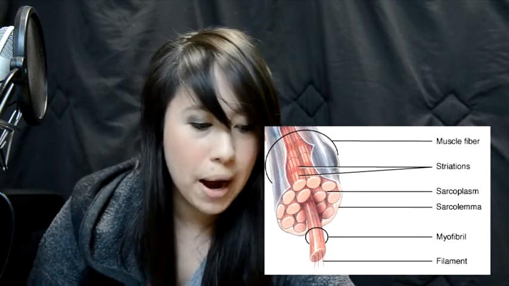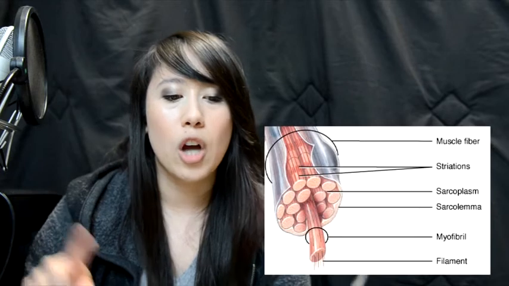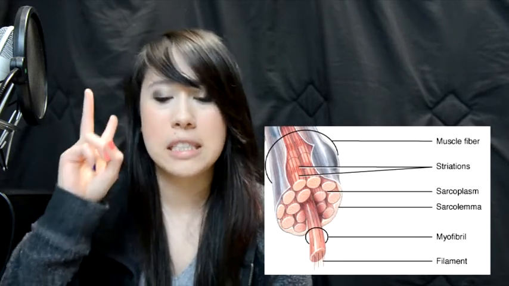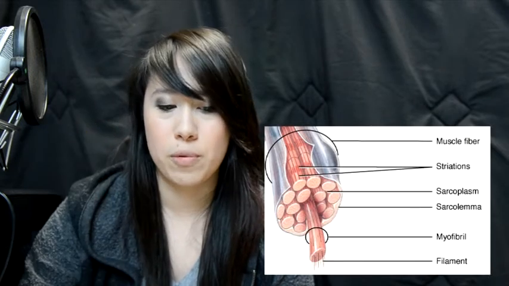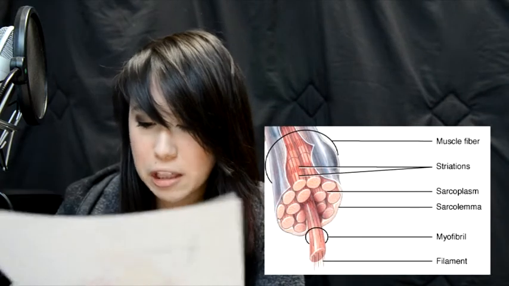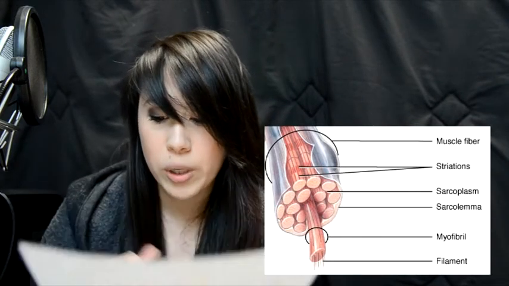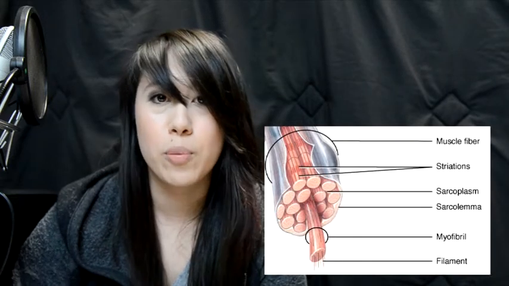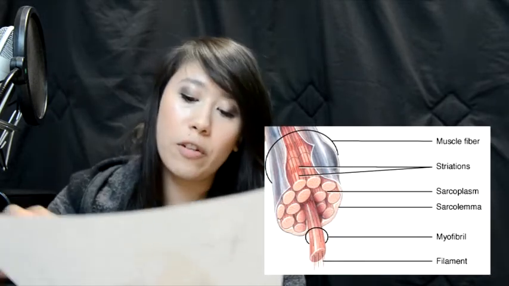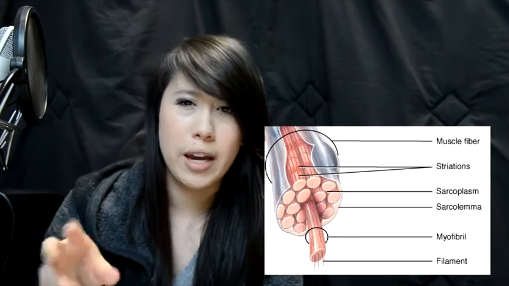And around that myofibril, there's the sarcoplasm. Now, the sarcoplasm is the cytoplasm of myofibrils. Basically, what that means is, if you look at your picture here, the sarcoplasm is going to be filling the space between all of these myofibrils. Look at this picture at the bottom and see all the little myofibrils, and then the space in between them is filled with sarcoplasm, okay?